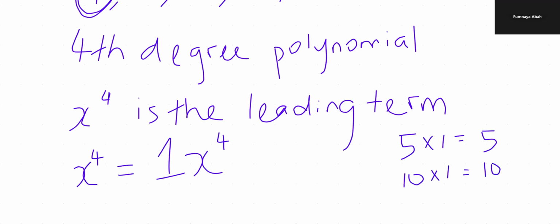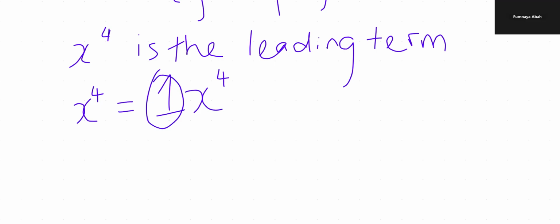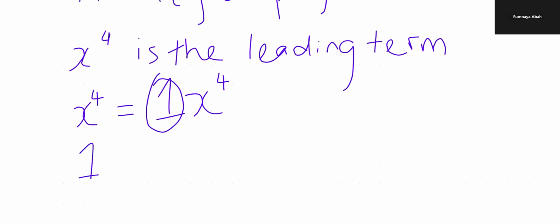And this goes for variables as well. So 1 times x is also x. So the coefficient of x raised to the power of 4 is 1. So 1 is the leading coefficient.